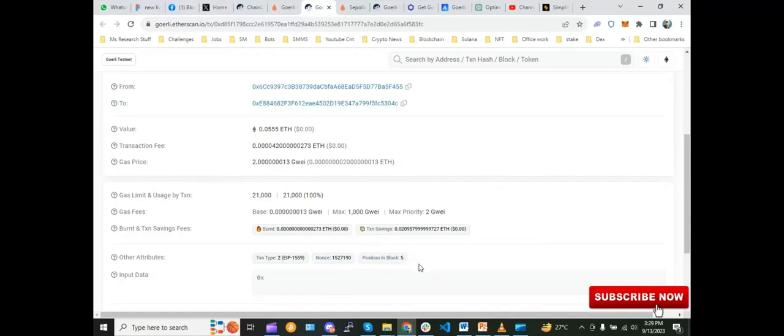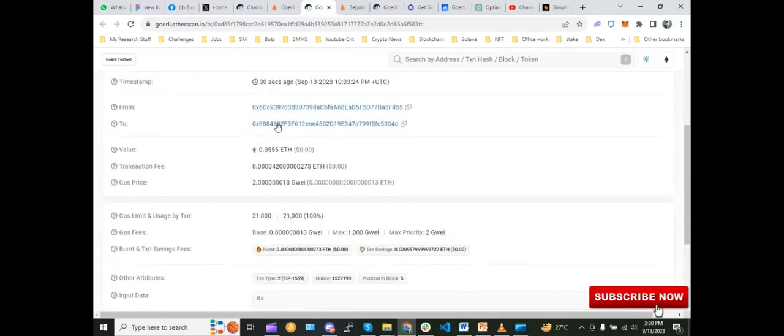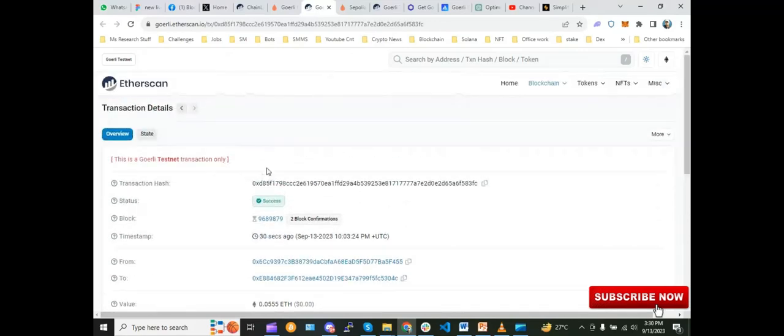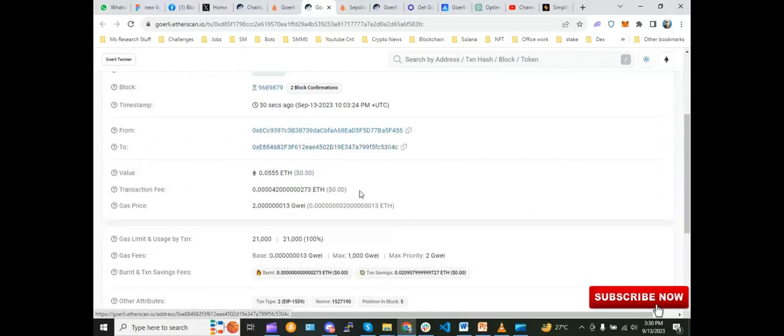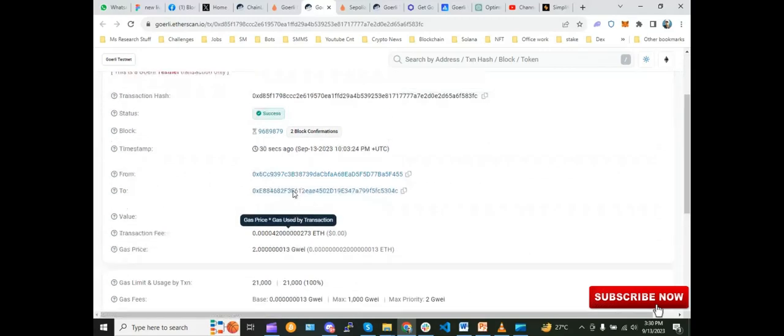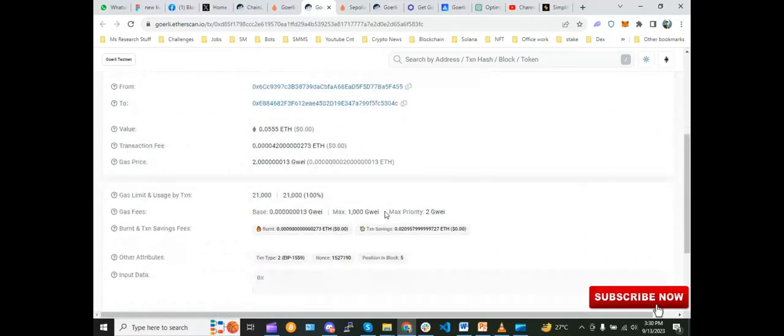Position in block is 5. So over here is a little bit of detail about the transaction. Here we have a real-time transaction, and you can check it out on your own as well. So let's just pause over here and see how transactions work and why we wait in the next lecture.